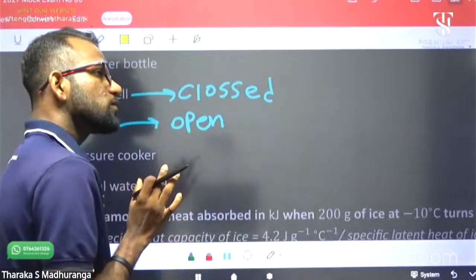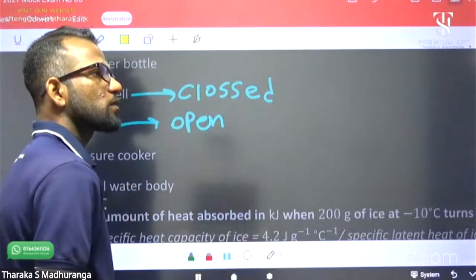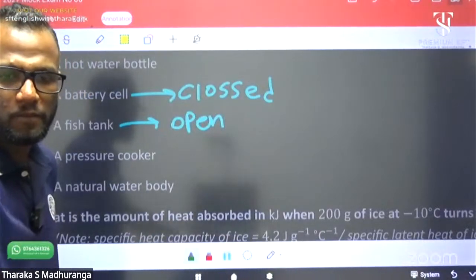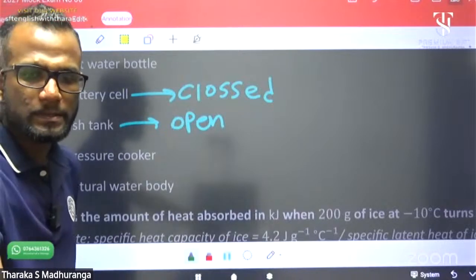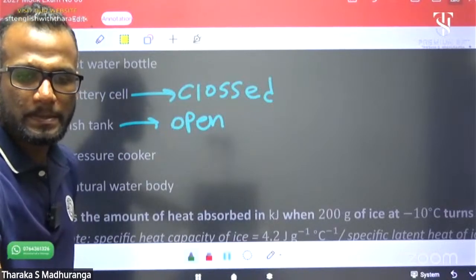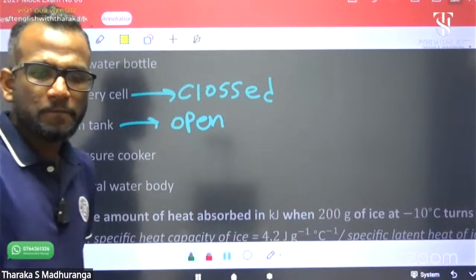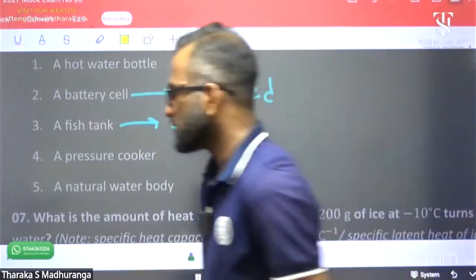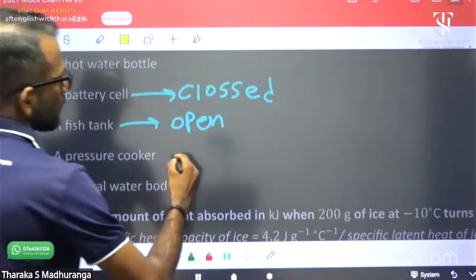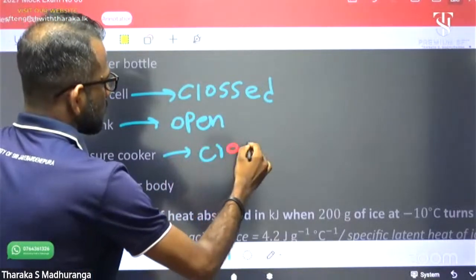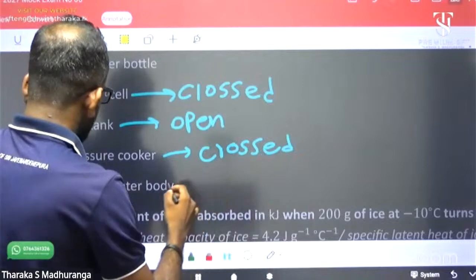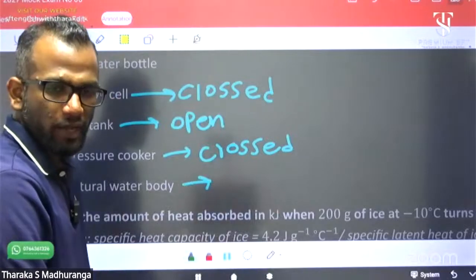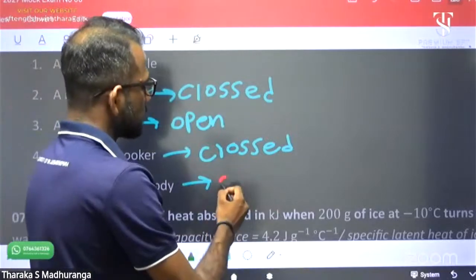A pressure cooker. Yes, pressure cooker. We can say if it is fully sealed, it is a closed system. A natural water body. Natural water body means what? A pond. It's an open system.